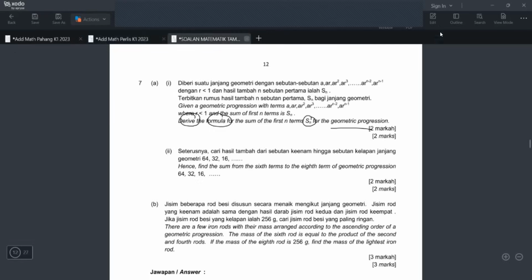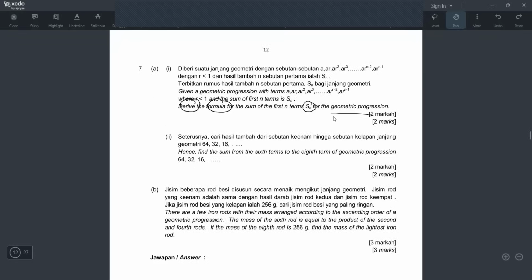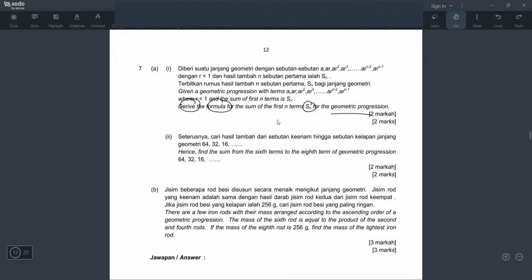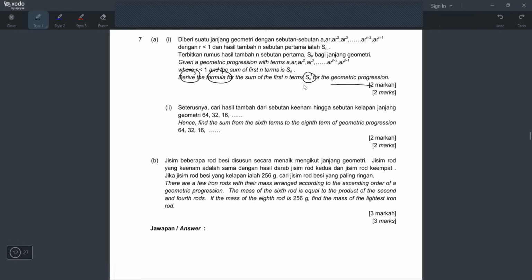And in the Perak paper, same also, Sn for geometric. I'm showing you Perlis and Perak, but if you look at Sabah, I don't remember if it was Sabah or SBP, they also have the Sn for geometric. So this actually comes out a lot, especially the geometric progression chapter's proving. Make sure you really know how to do this. It's really trending this year. It's one of the trending questions.